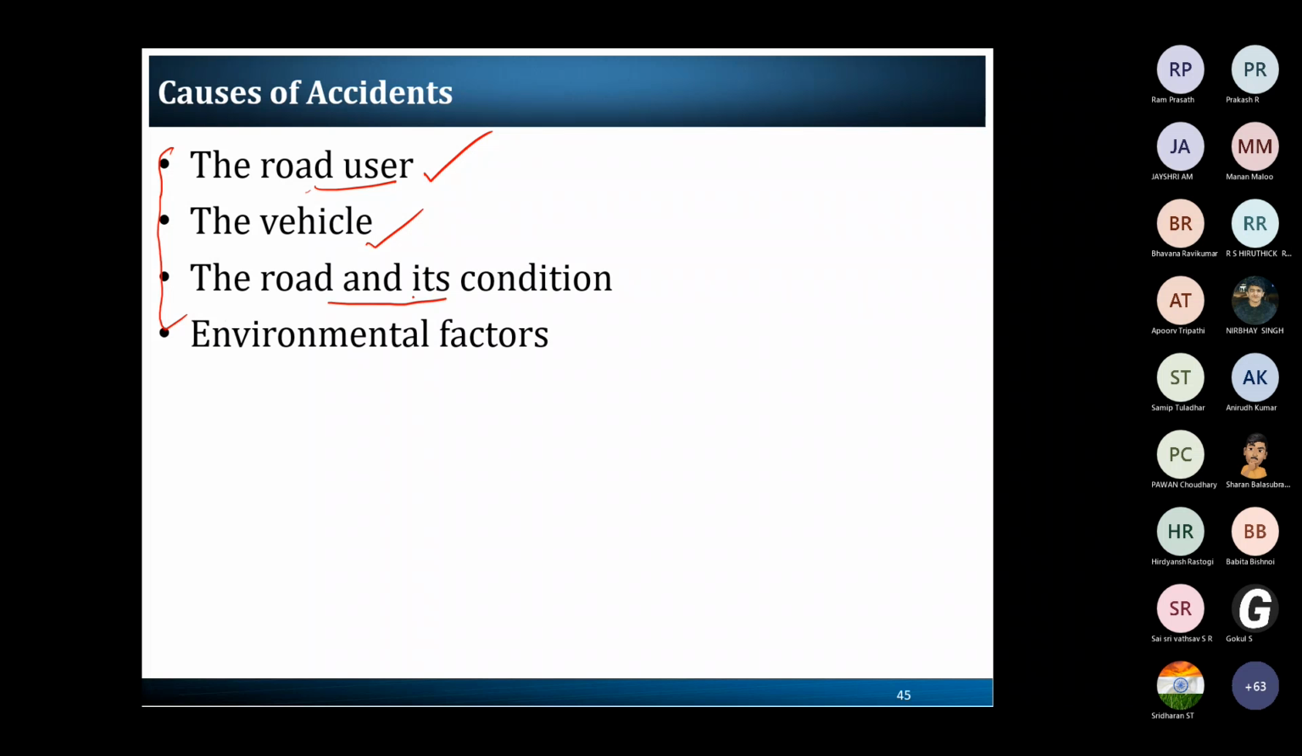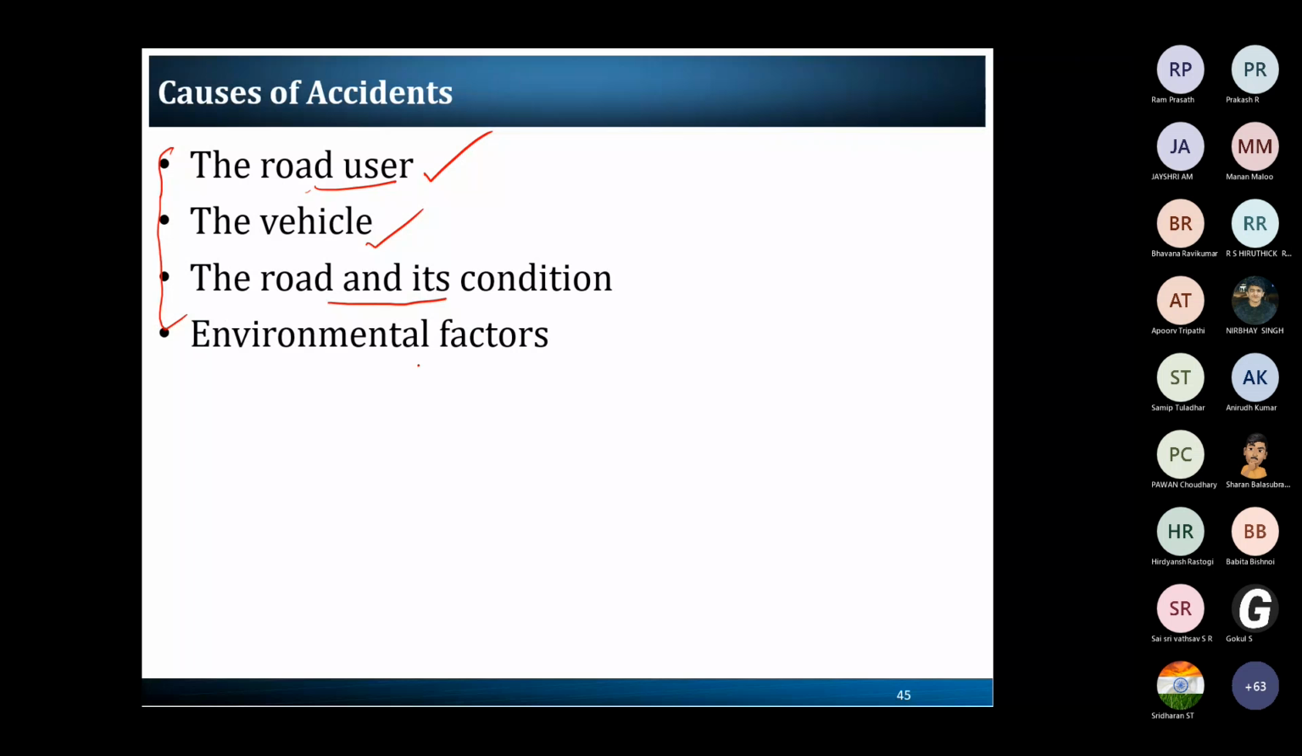Road and its conditions. There is no need to define it. You know the typical Indian conditions, the existing road and how the maintenance is being done on the existing road. That may be one of the reasons for accidents in the Indian scenario.